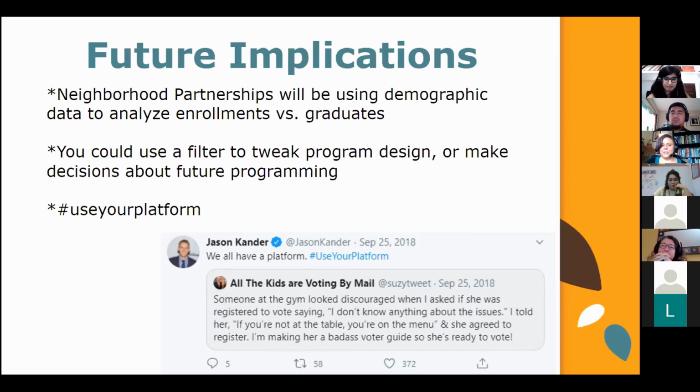And then I put a little tweet on here from Jason Kander. He has his whole "use your platform, grab an oar" thing, which is that we all have impact on the world around us, and that by understanding our own power and impact, we actually are given a lot more agency, and it also helps us realize the ways that we could be harming or helping the world around us.